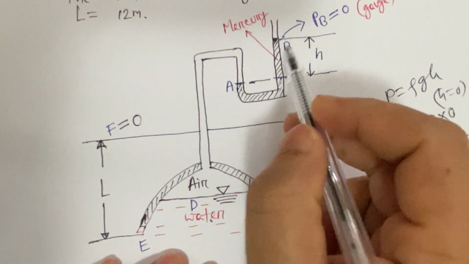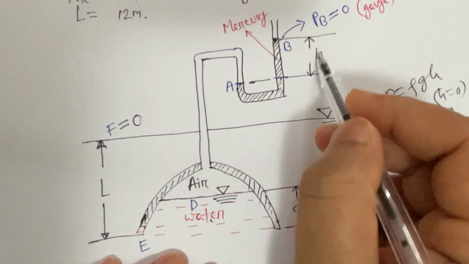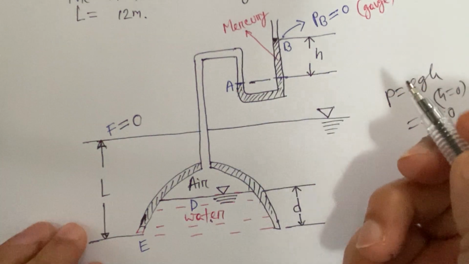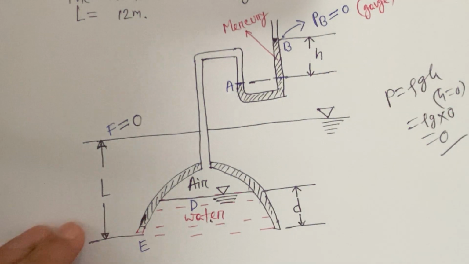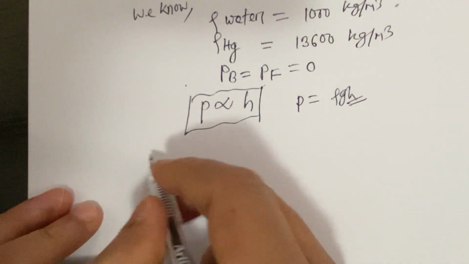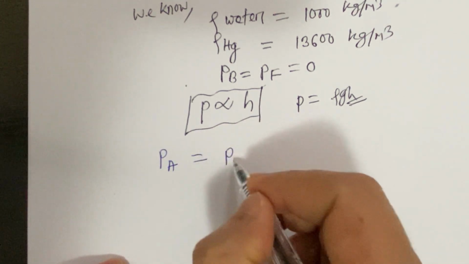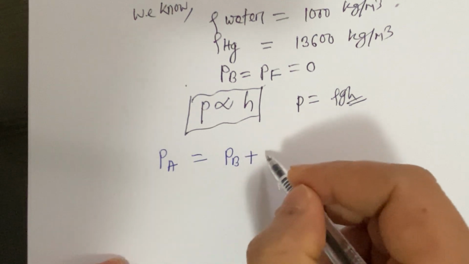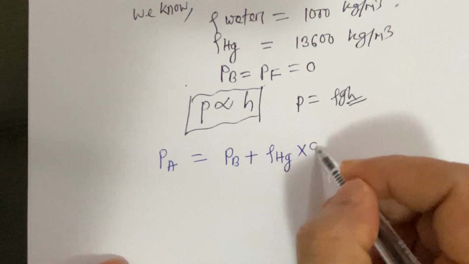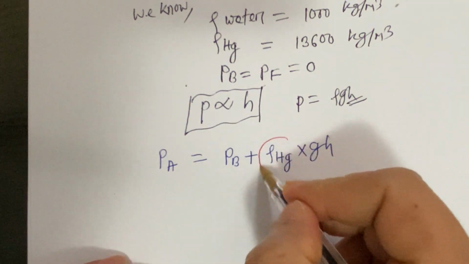So that means the pressure at this point is rho g H plus the pressure at this point, PB. If you went through the videos which I showed you earlier, the pressure at PA will be the PB pressure at this point, plus the density of mercury, g and H. Here you need to keep in mind this information.